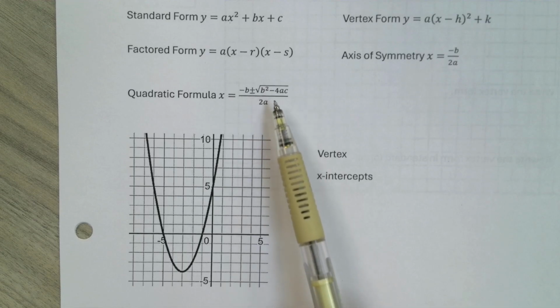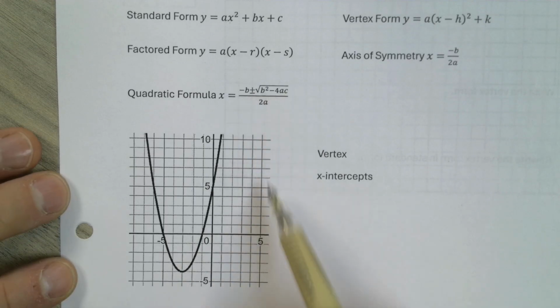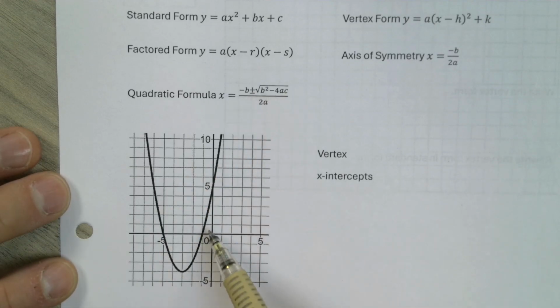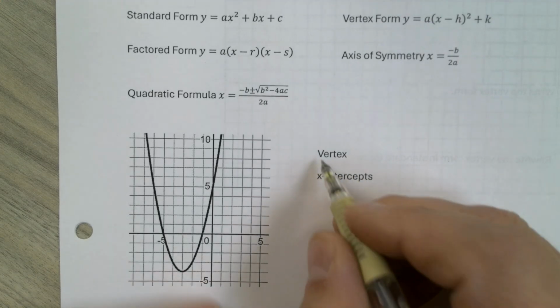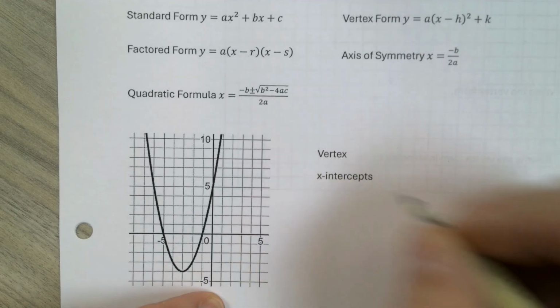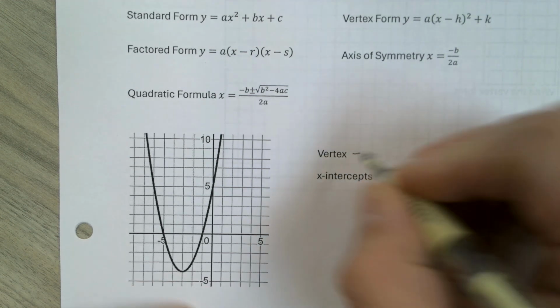We have a method that you've already learned on how to simplify this, but it looks really scary right now. Once I explain it, it won't be so bad. All right, so let's take a look at this equation here. I want to talk about a couple of the parts. So we have the vertex, the x-intercepts. I also want to include axis of symmetry, but let's talk about vertex first.